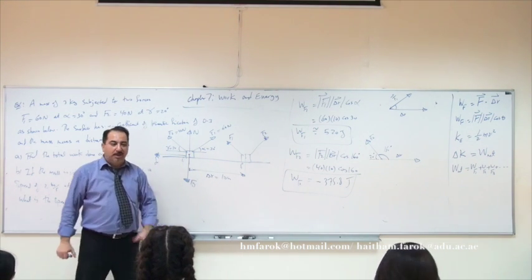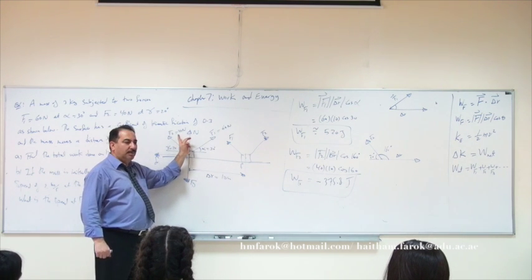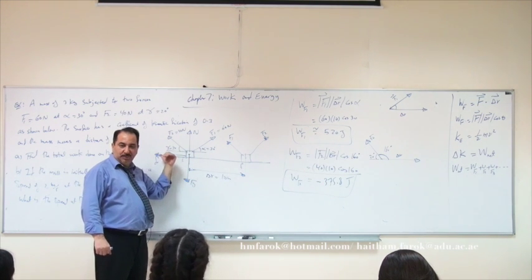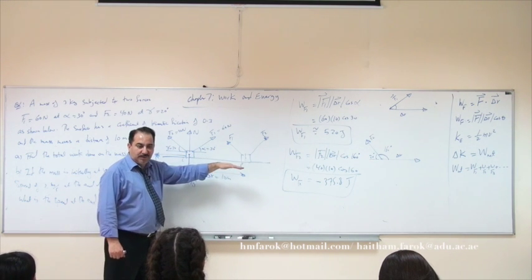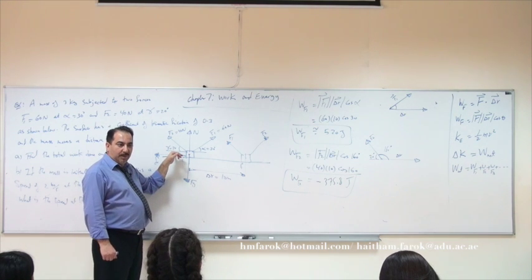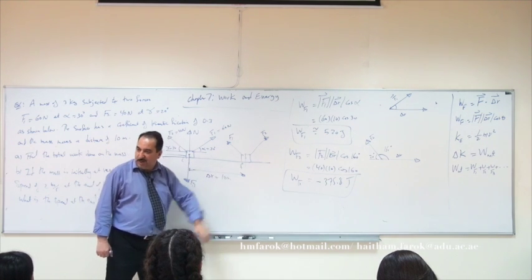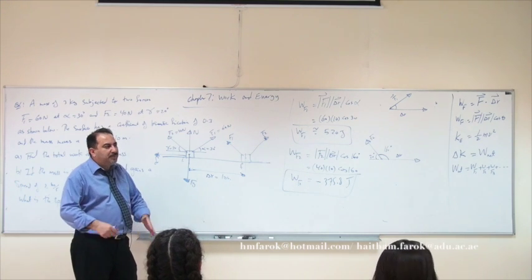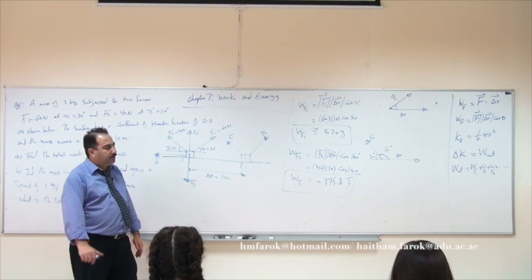We assumed that it's this. No, you can tell from the values. This is 60, 30. This is much bigger than 40. This one has F1 cosine alpha, and this one has F2 cosine gamma. If you calculate those, you find this side is bigger than this side, so it moves that way. But regardless, friction is always opposite motion. So you don't have to worry, just put it opposite the motion.